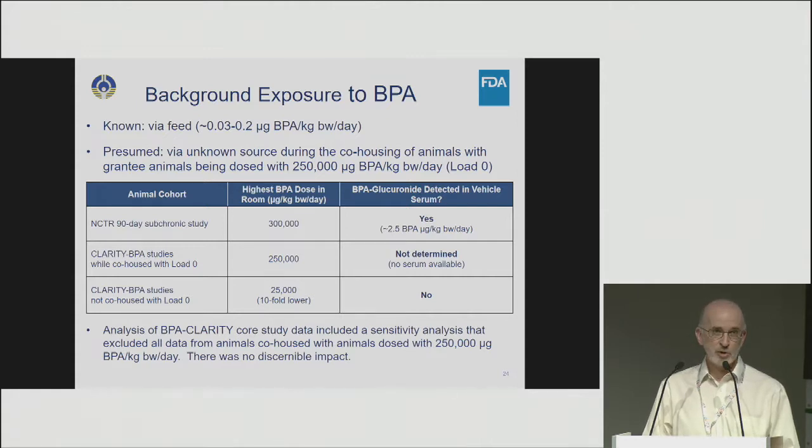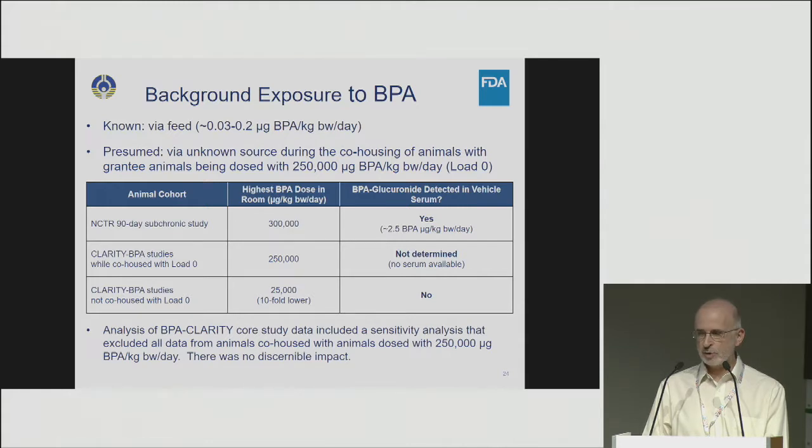We learned this after the study had started. We were unable to do it with the animals in the CLARITY study, except for later animals, which I had mentioned before, where one investigator had asked for use of the 250,000 dose. So that was very early on in the study. We knew which animals they were.